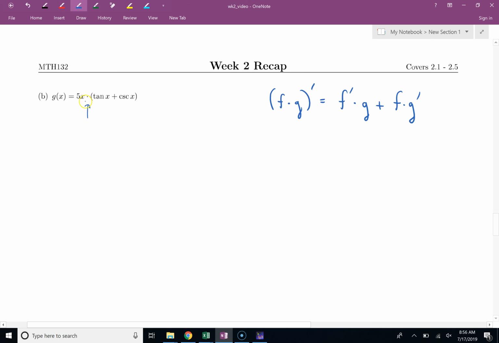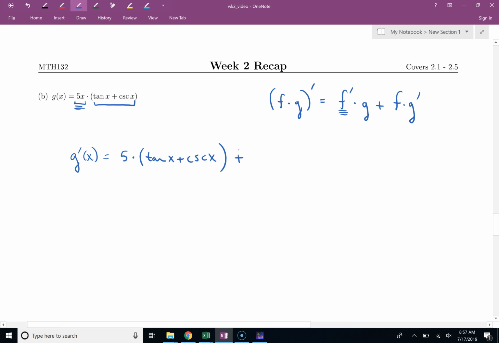So, okay, we have one function. This is going to be my f function, and then my second function is going to be my g function for this product rule, just like that. Since we want this thing's derivative, let's write down the derivative of the first function, the derivative of f. The derivative of 5x is going to be 5. Then we leave the second function alone for the time being, so tangent of x plus cosecant of x.